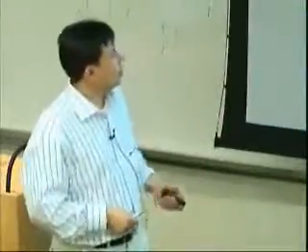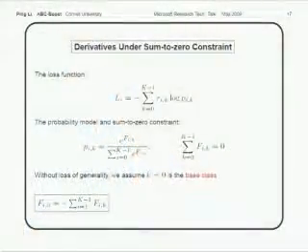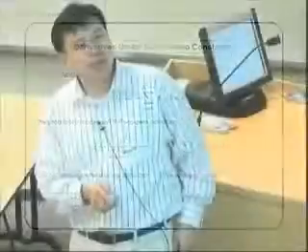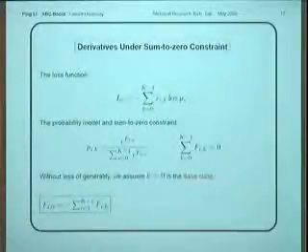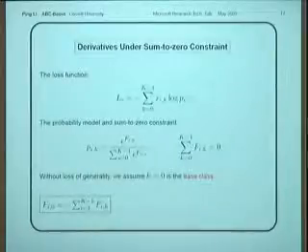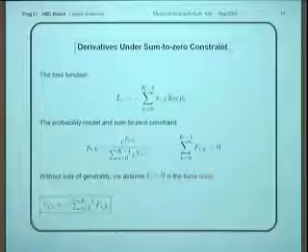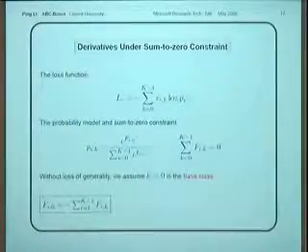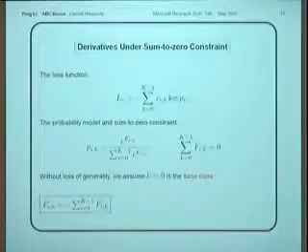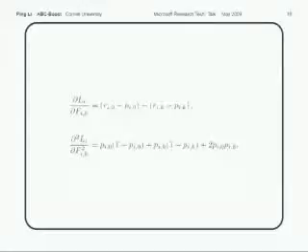All right. So now let's look at this constraint again, the sum to zero constraint. We start with this loss function, there's this probability model, and we have this sum to zero constraint. Without loss of generality, we can assume class 0, k equal to 0, is a base class, a reference class, a baseline class. That means we can represent class 0 as the sum of all the other function values with a negative sign in front. So that's the constraint. And we can get a different set of derivatives if we view class 0 as a base class. You get different sets of derivatives.